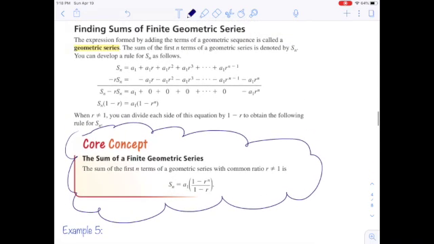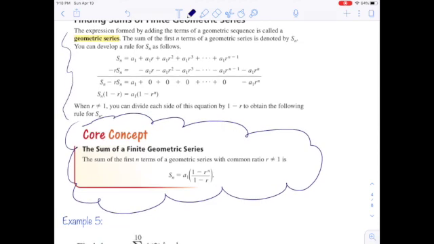So this is a little derivation of this formula for the sum of a finite geometric series. So finite meaning it ends. Your geometric series has to end, meaning you're not going to have the dot, dot, dot. So you've got like 2 plus 4 plus 8 plus 16. Okay, the sum of those 4 terms, you could figure that out.